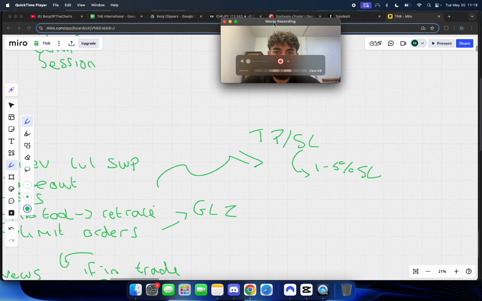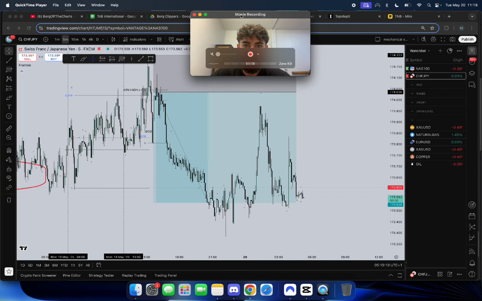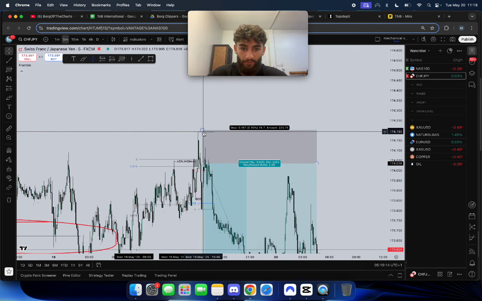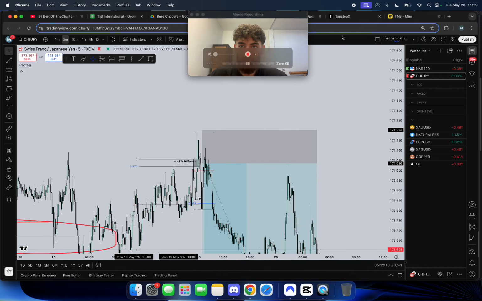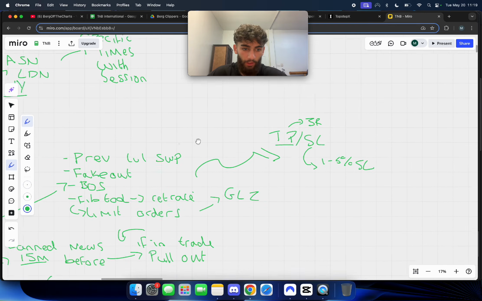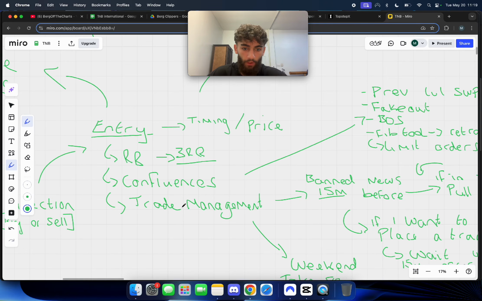What this looks like is, let's go over to the Chef JPY win that we just got. 1 to 5% of the SL here is above this high. That's what it looks like. Then obviously the TP is 3RR. So on our entry, we've got trade management. We've outlined when we trade manage, and we do not trade manage at any other point. We've got our confluences and our risk to reward.